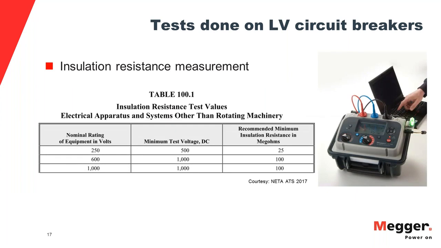You can either go with the manufacturer's limits, or if not, the table that's been taken from the NETA standards gives you a reference limit. As you can see, it applies to electrical apparatus other than rotating machinery and can be applied to power circuit breakers as well.